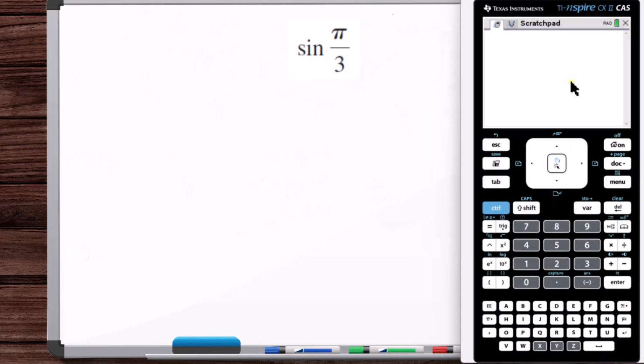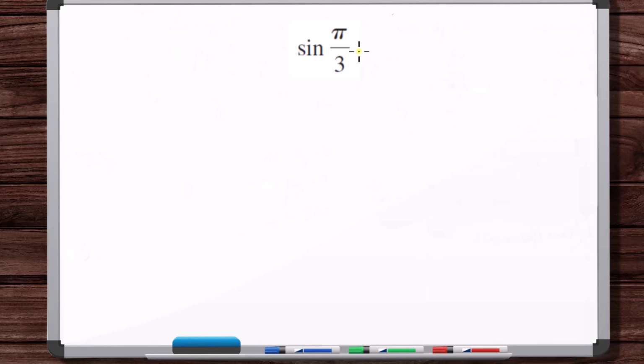Okay, so how do we evaluate this? Well, we can just go to the calculator, toggle between radian and degree mode, go to radian mode, and input sine of pi over 3. That's fine. However, for the purposes of this course, since we're trying to understand trigonometry, let's go ahead and convert this to degrees and see if we have either a special angle or an angle that has a reference angle that's a special angle, and then we can evaluate the trig function manually.